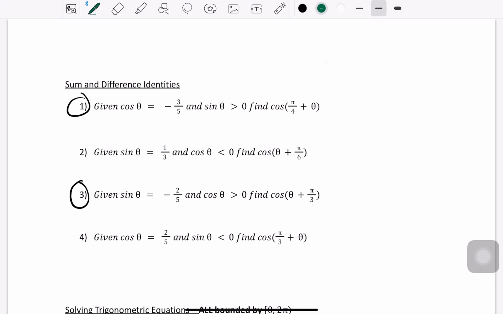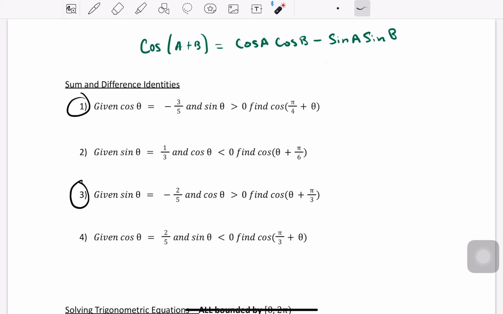So for the cosine sum identity, this differs from what you see, but the generalized form is cos(A + B) = cos A times cos B minus sine A times sine B. Now, one thing you might have noticed is that we don't have A nor B, but we do have something in its place. Here it's pi over 4 and here's theta.